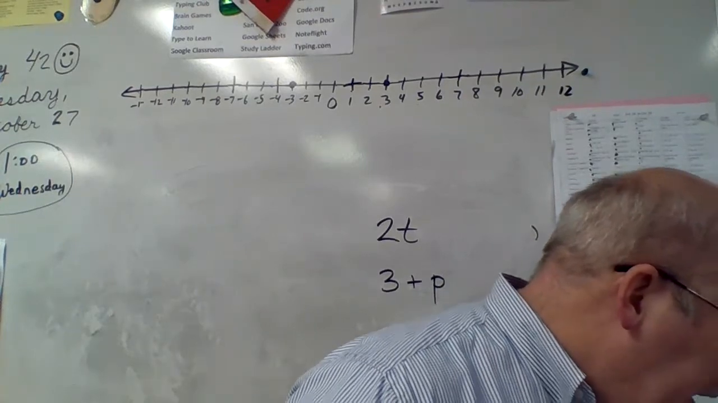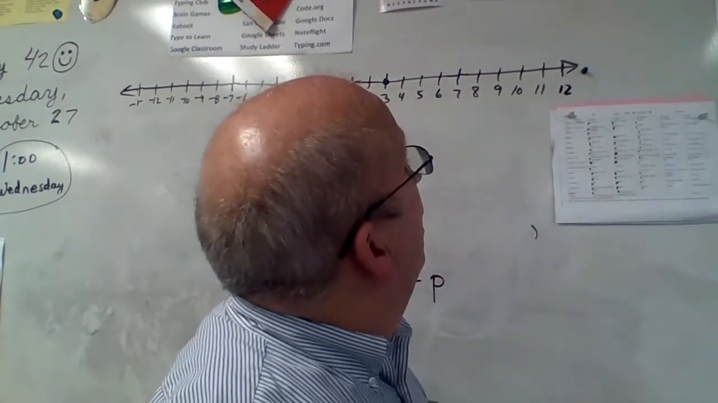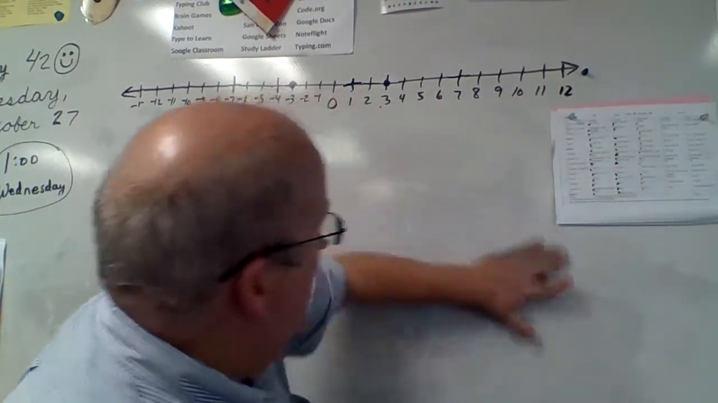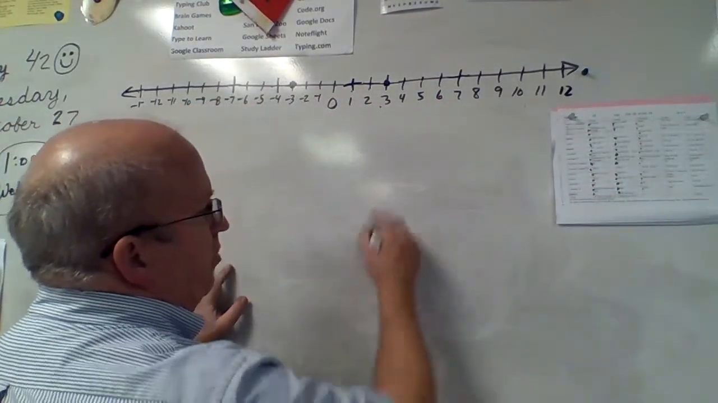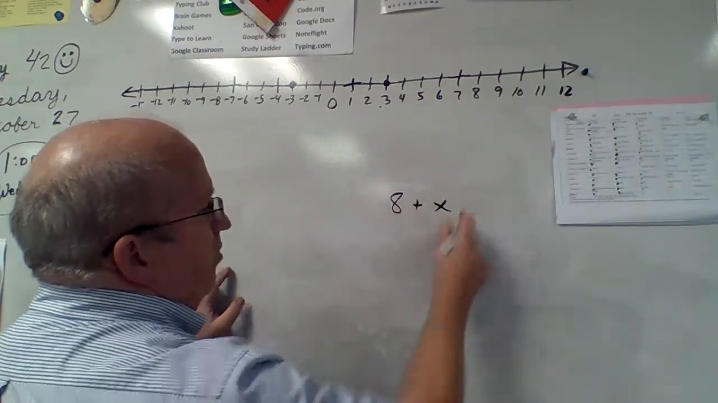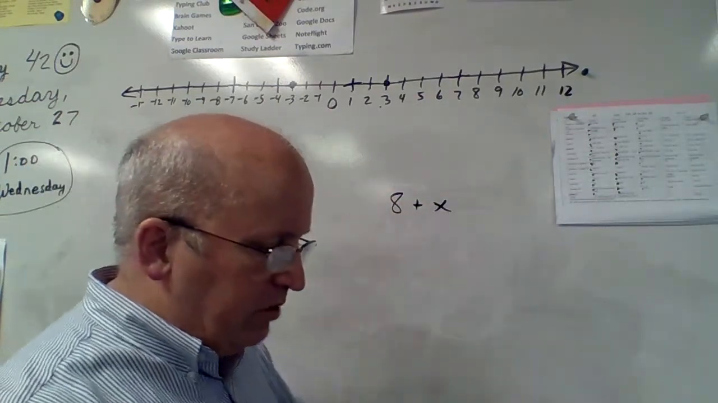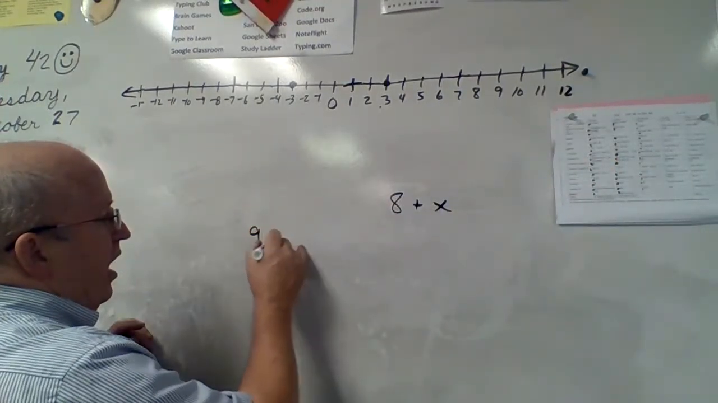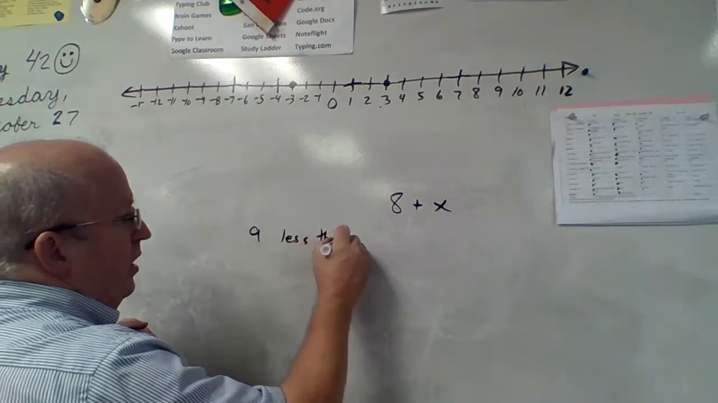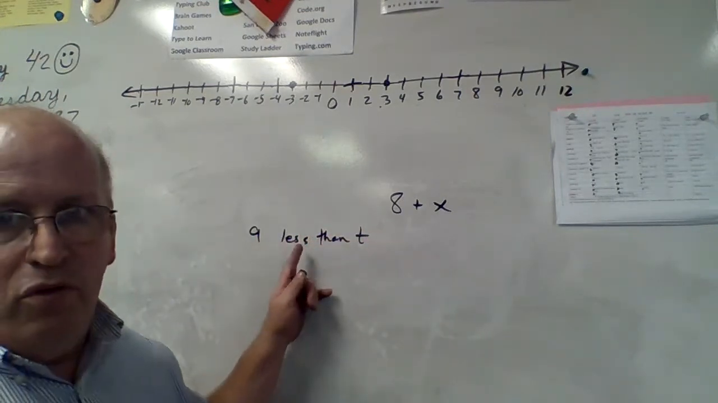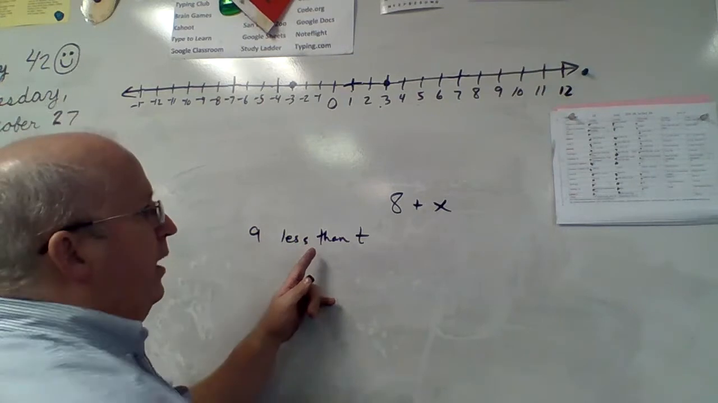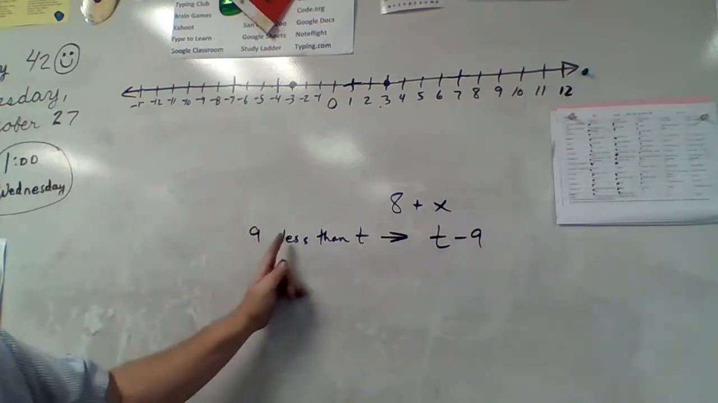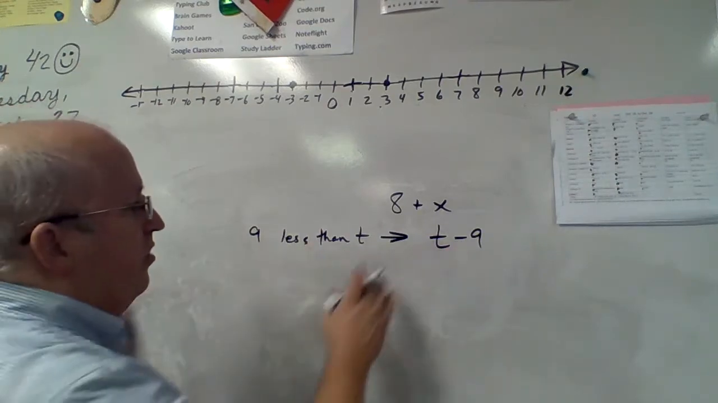Let's go to number 3 on 151. It says 8 more than x. How would you write that? Just simply 8 plus x. How about number 4? 9 less than t. Be careful. Remember, when you see less than, you're going to do some flipping action. This is t minus 9. 9 less than t is t minus 9.